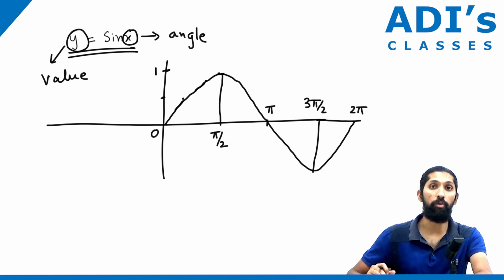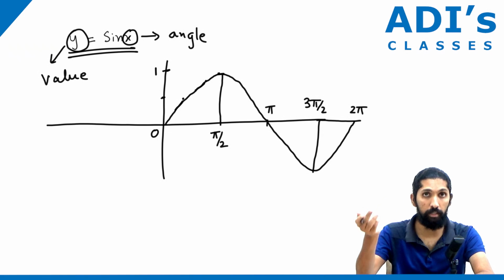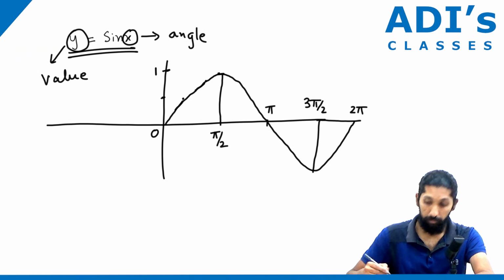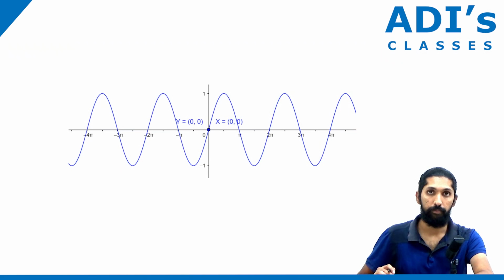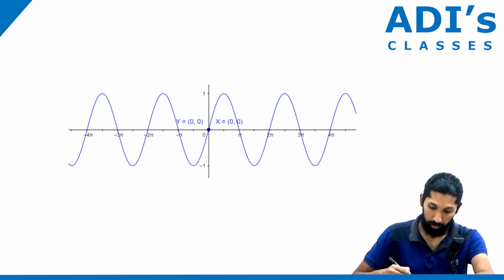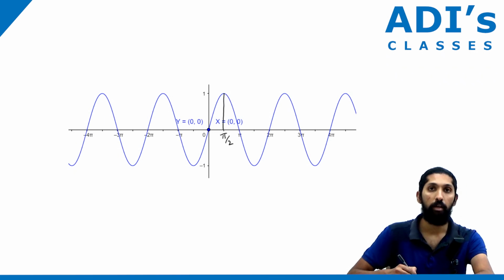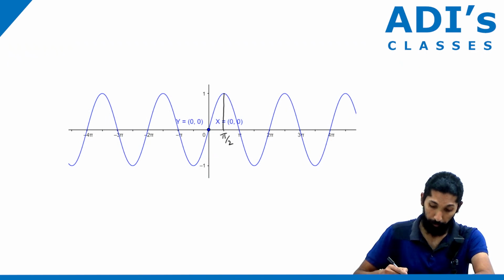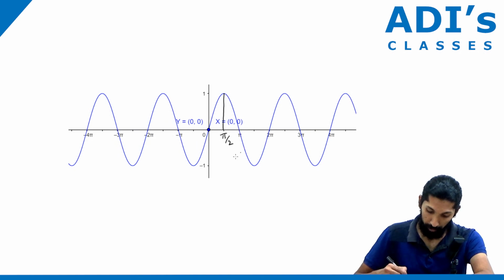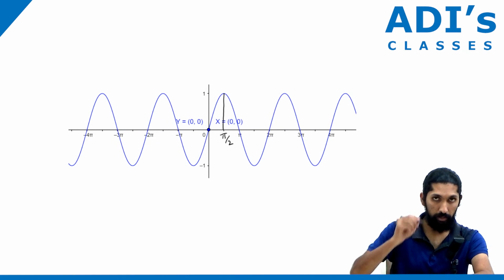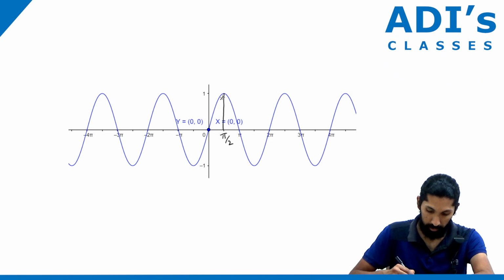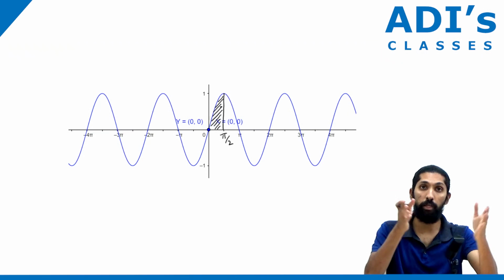Now we'll look at how a proper sine curve looks. This is a sine curve. Here we start from 0. Look at this: for pi by 2, the value is 1. What is sine pi by 2? 1, right? For pi it is 0. For 3 pi by 2, it is minus 1. One thing I want you to understand: in one full sine curve, this is the first quarter.